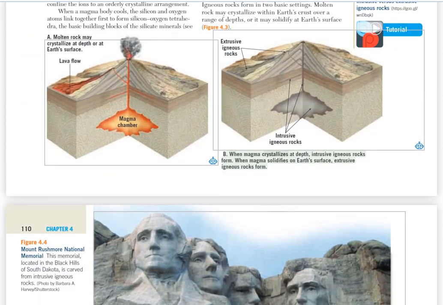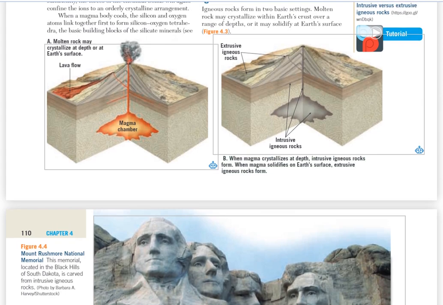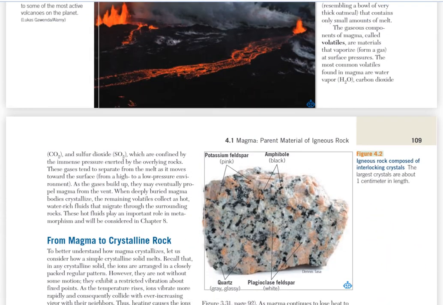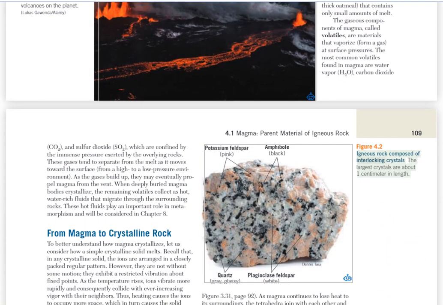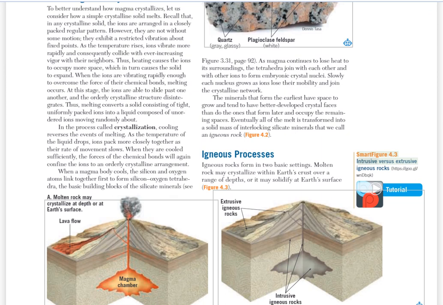When magma crystallizes at depth, intrusive igneous rocks form. When magma solidifies on Earth's surface, extrusive igneous rocks form. Figure 4.2. Igneous rock composed of interlocking crystals. The largest crystals are about 1 centimeter in length. Smart Figure 4.3. Intrusive versus extrusive igneous rocks.